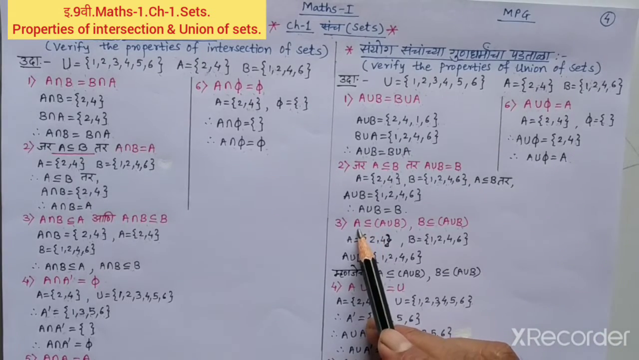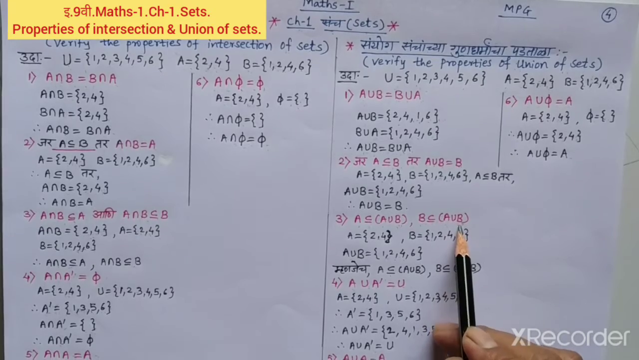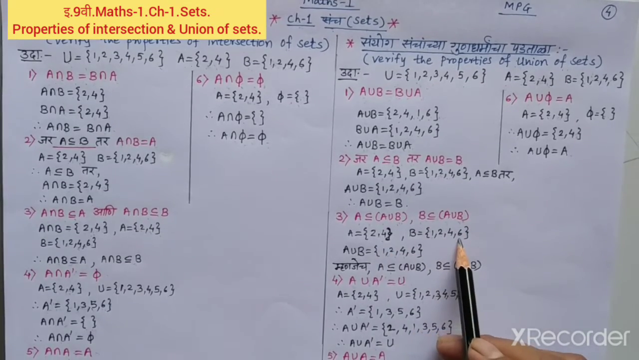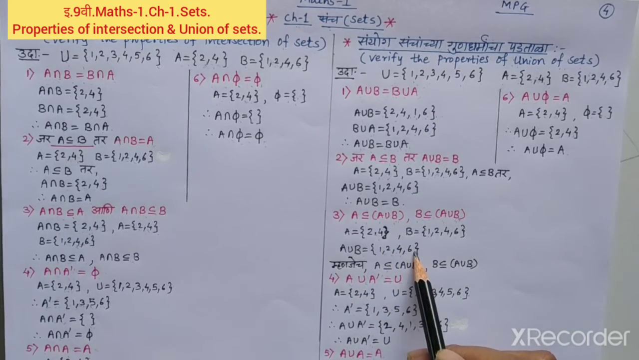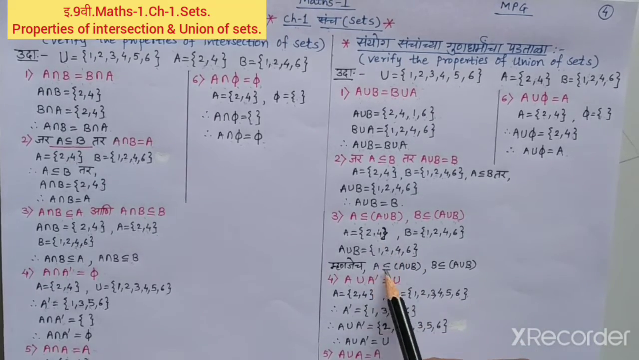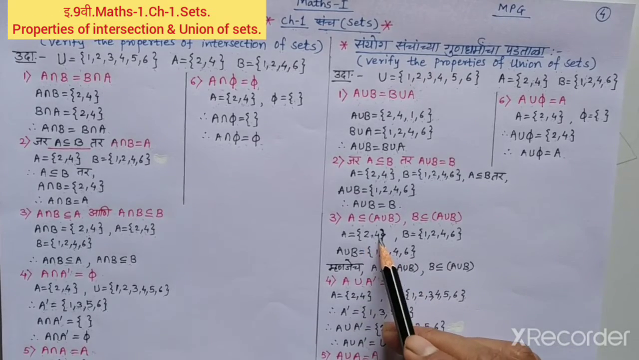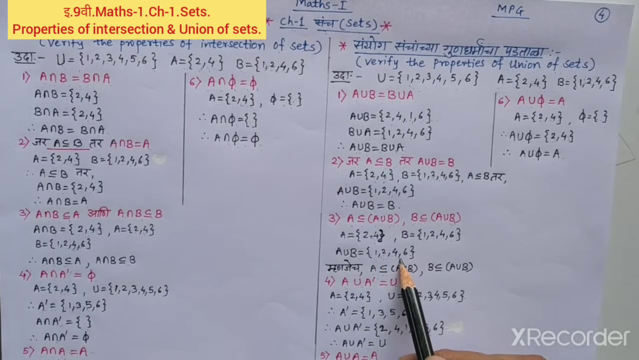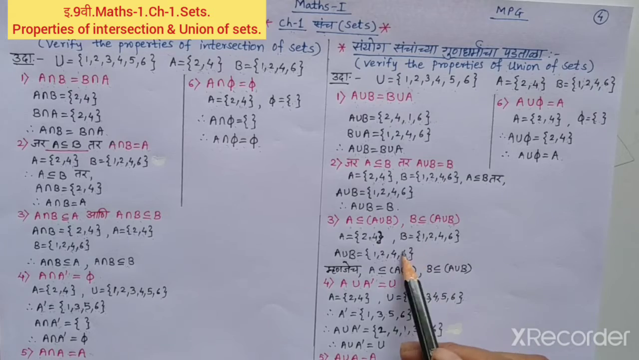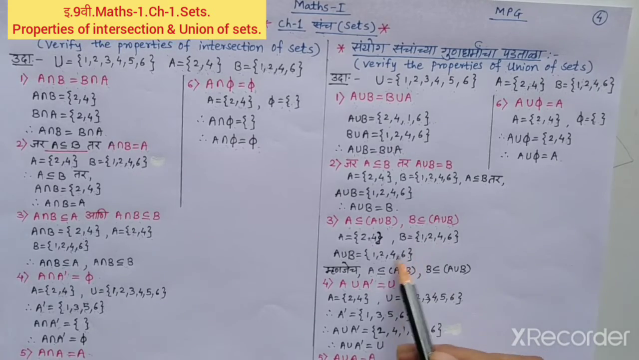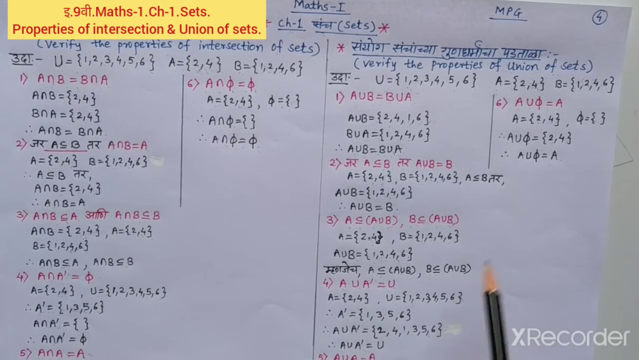Now third property, A subset of A union B and B subset of A union B. So A is 2, 4 and B is 1, 2, 4, 6. So their union will be 1, 2, 4, 6, and we get that A is a subset of A union B. If we observe these two sets, every element of A is also the element of A union B. So A is a subset of A union B. And similarly, we can observe these two sets B and A union B. We get that B is also a subset of A union B.